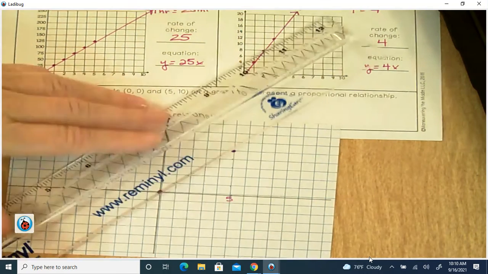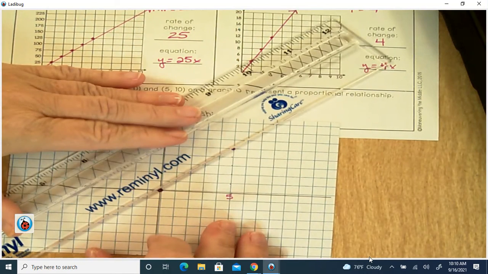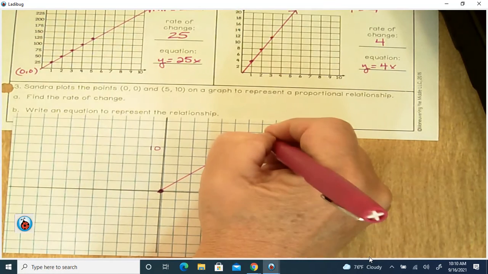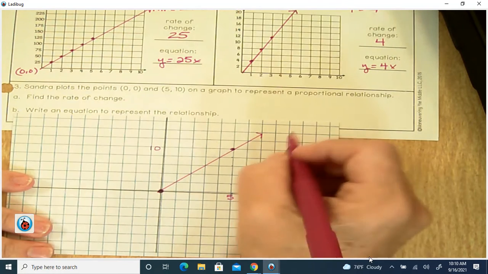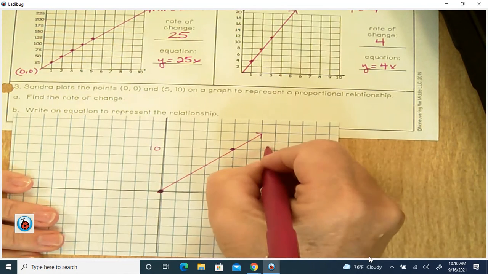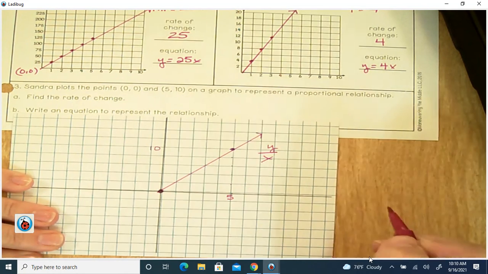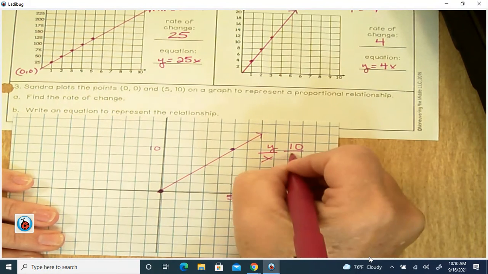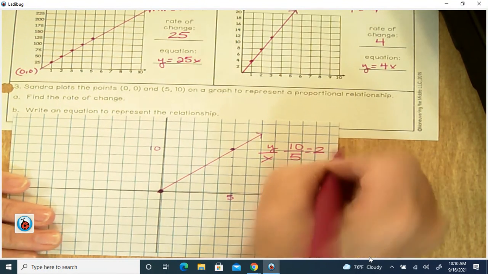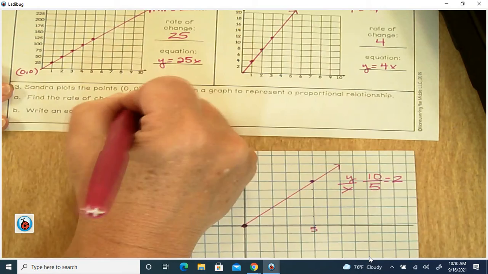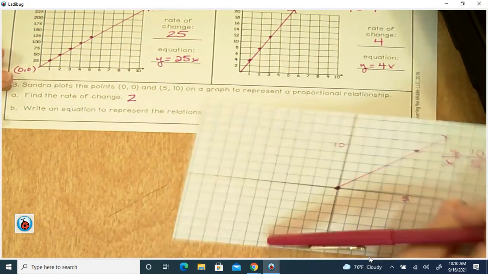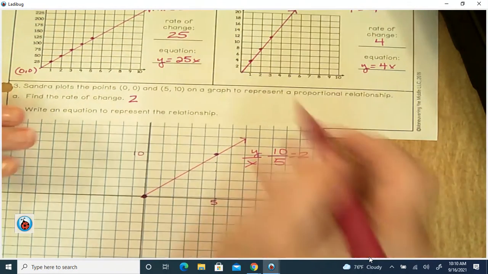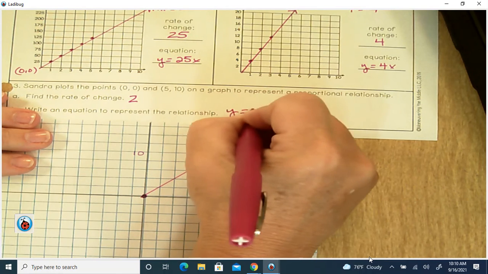Do we have what we need to know what the rate of change is? Very good, I think that was you, Zaylin. So if we take y and divide it by x, and our y is 10, and our x is 5, our rate of change is 2. Very good. So in the equation, y equals 2x.